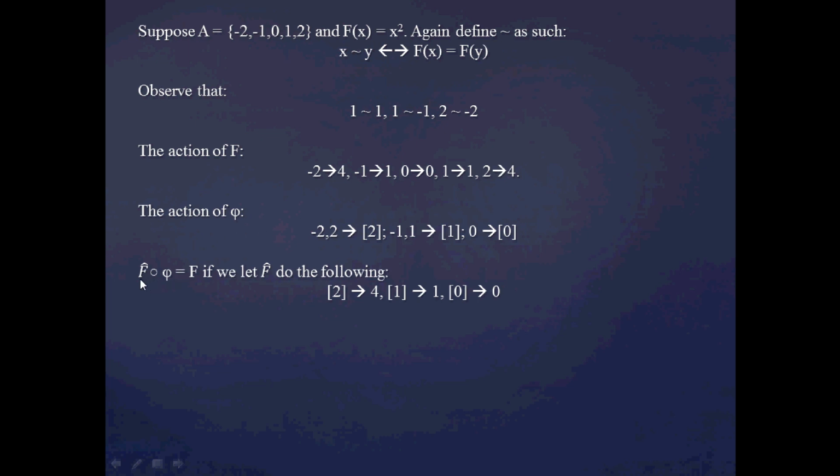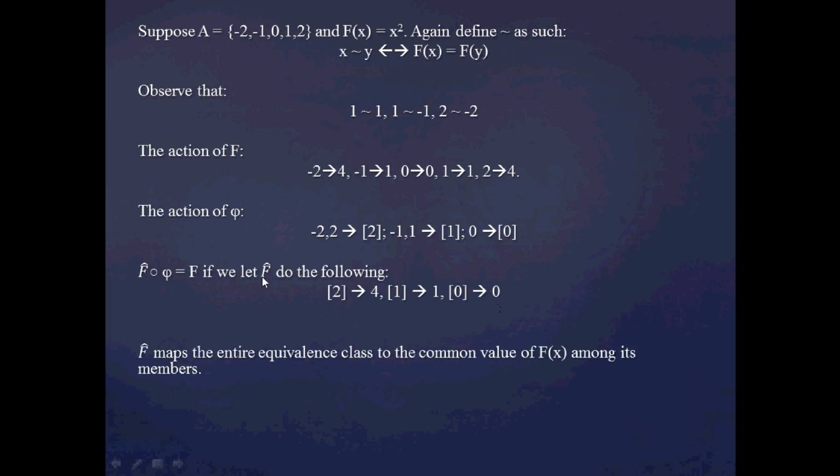So in order for the action of f hat of phi to be the same as the function f, what I'm going to have to do is let f hat do the following. It's going to have to take those equivalence classes. Let's take the equivalence class of 2, for example, and it's going to have to send them to the common value of the stuff within the equivalence class. So I'm going to send the equivalence class of 2 to the number 4, the equivalence class of 1 to the number 1, and the equivalence class of 0 to the number 0.